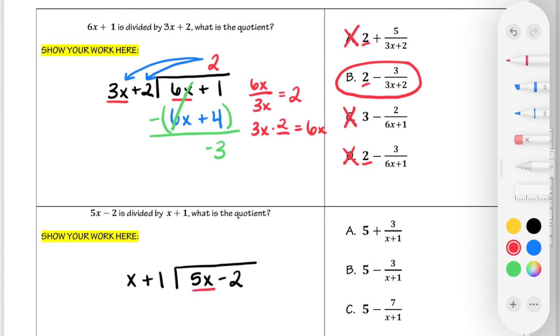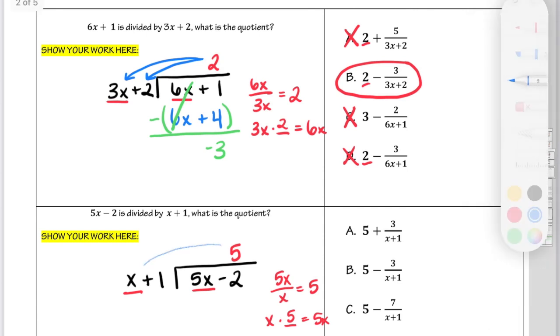First step is to figure out how many times x goes into 5x. That's the same as doing 5x divided by x, which the x's cancel out, gives me 5 over 1, so just 5. Another way to think about it, x times what gives you 5x? That has to be 5. X going into 5x has to be 5 times.